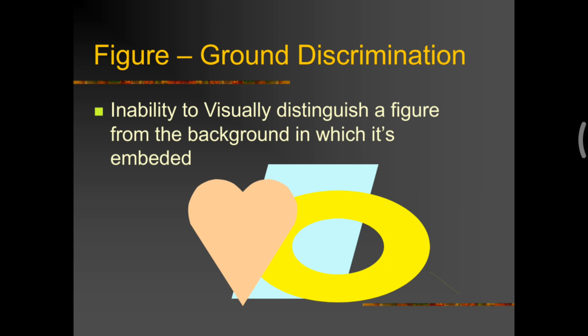But a person with figure ground discrimination might find it very difficult. So normally we place different shape objects or different size objects one above the other, and we ask the person to tell us what's in the foreground and what's in the background. So this is a figure ground discrimination.